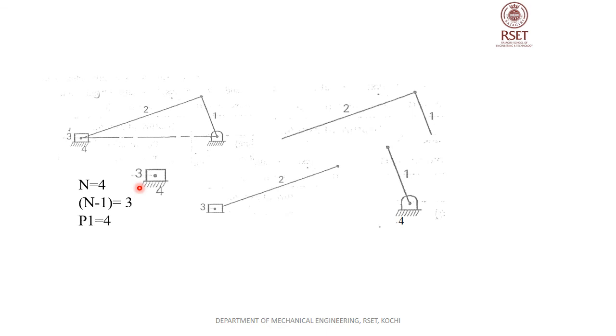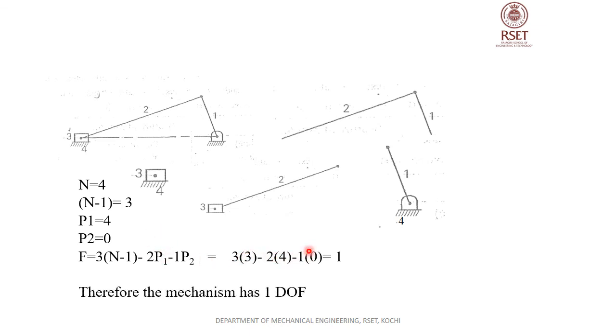So P1, the number of kinematic pairs with single degree of freedom, is 4. P2, the number of kinematic pairs with 2 degrees of freedom, will be 0. Substituting that in Grübler's criterion, you will get a value of 1. So 3 into n minus 1 is 3, minus 2 P1, 2 into 4, 8, minus 1 P2, P2 is 0. So 9 minus 8 is equal to 1. So this slider mechanism has 1 degree of freedom.